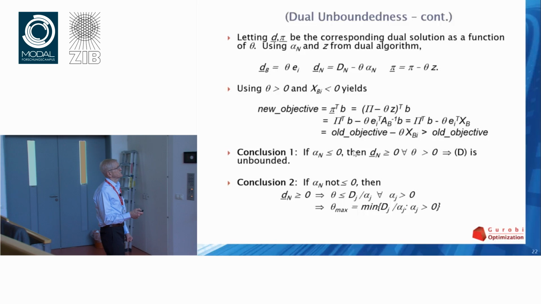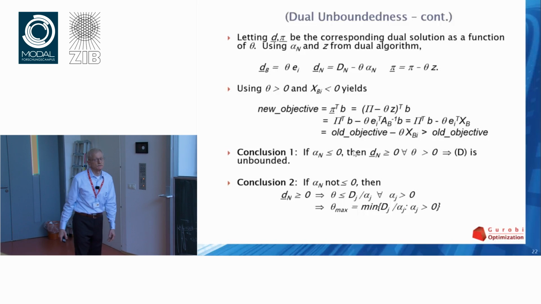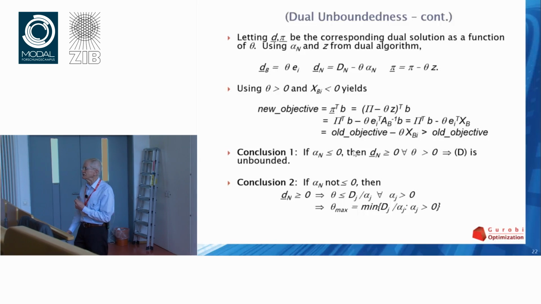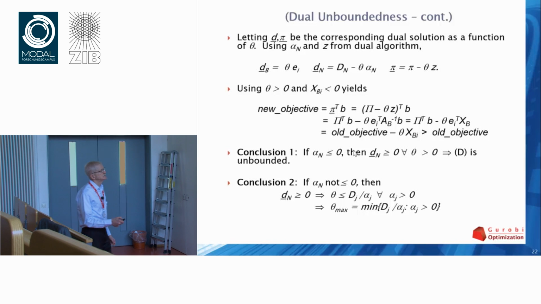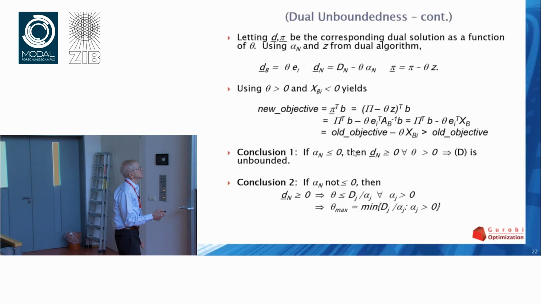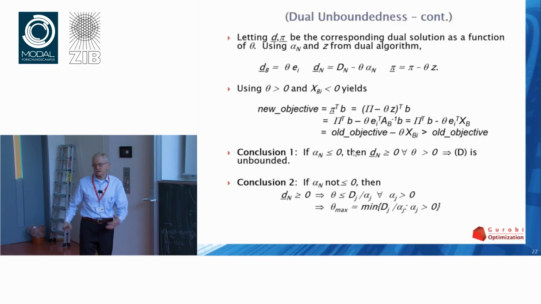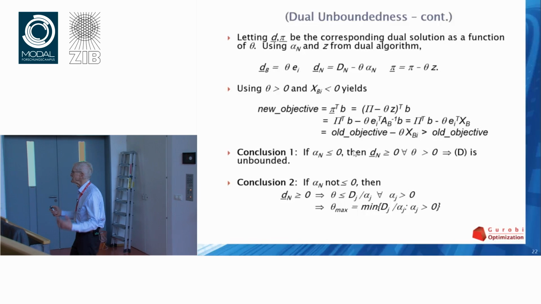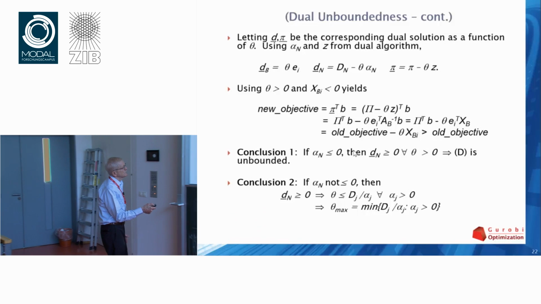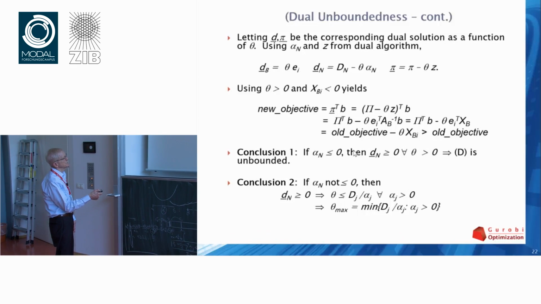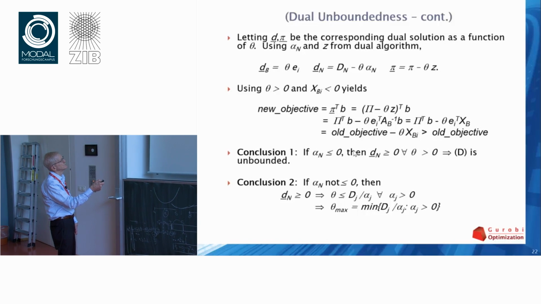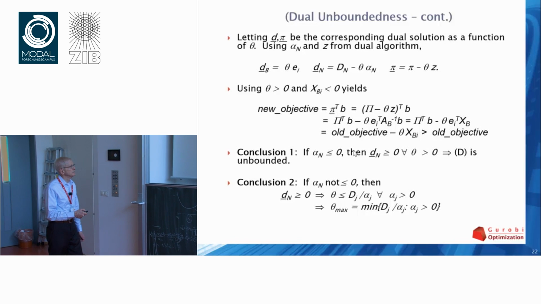Right, so we proved unboundedness. On the other hand, if theta is not less than or equal to 0, meaning at least one coordinate is strictly positive over the index set N, then to preserve the non-negativity of this vector of the dual slacks, you easily conclude, this is the familiar ratio test computation, that every time a positive alpha occurs, theta can't be bigger than the ratio of the corresponding component of d and the corresponding component of alpha.